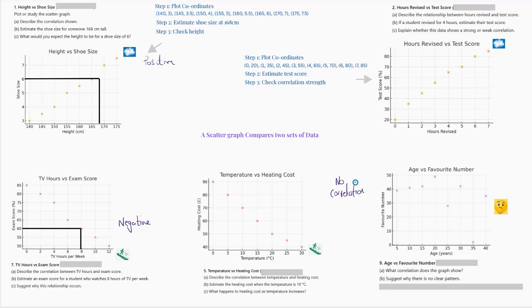That's it. So now we know what a correlation looks like and the 3 options. We described the correlation for that one, height versus shoe size.